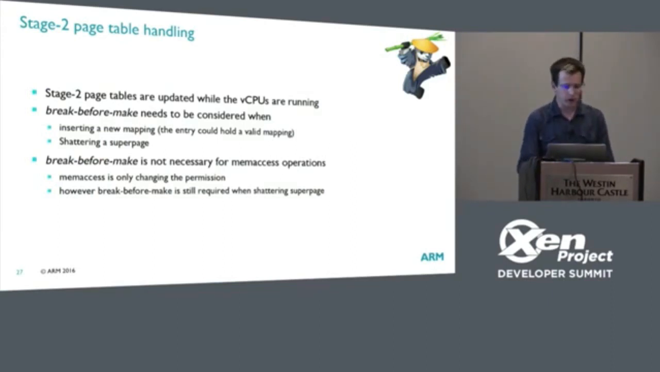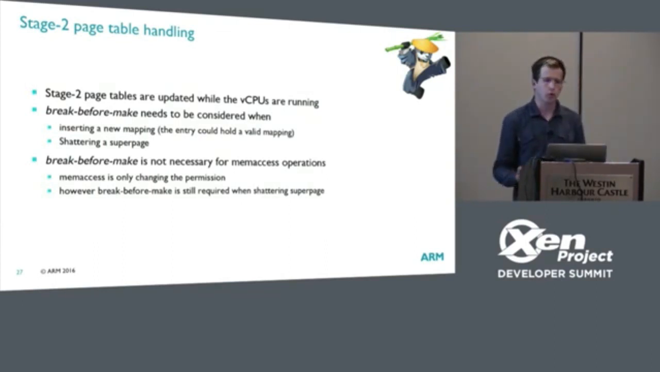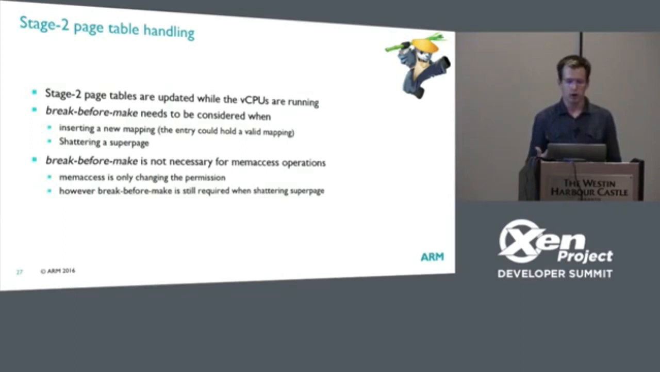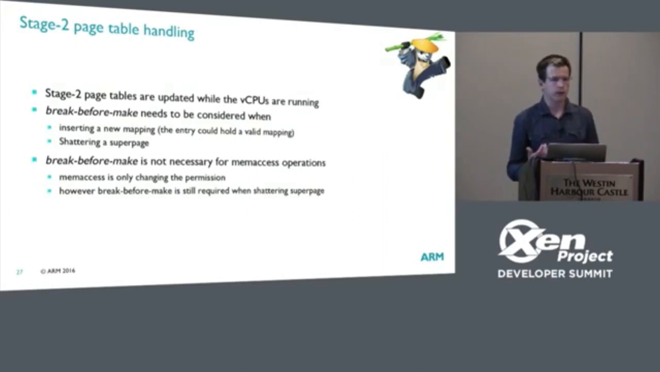updating the page tables. But on the other side, you don't need break before make for mem access operations. So when you want to change the permissions, it's not necessary. But as mem access only works on 4K, you still have to be aware of shattering super pages, because mem access can be enabled after the guest has booted. So it may have a 1 GB super page, and you will have to shatter it.